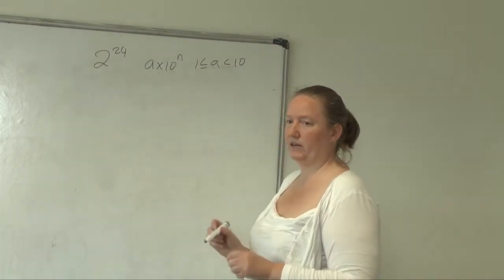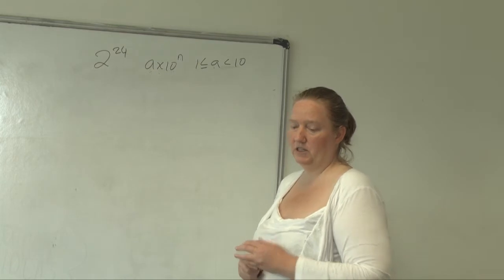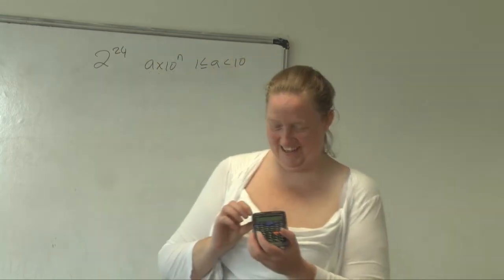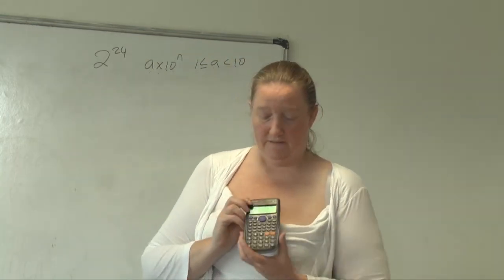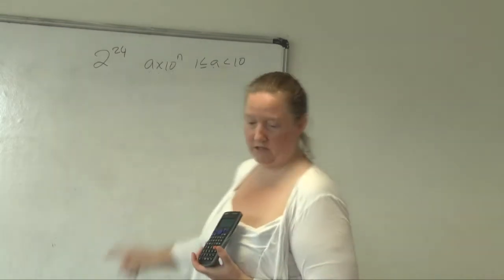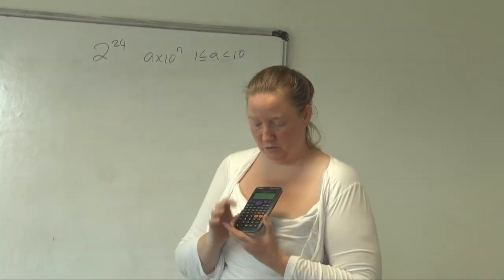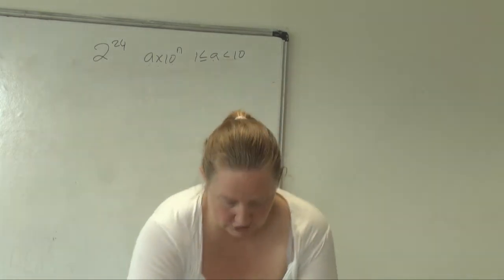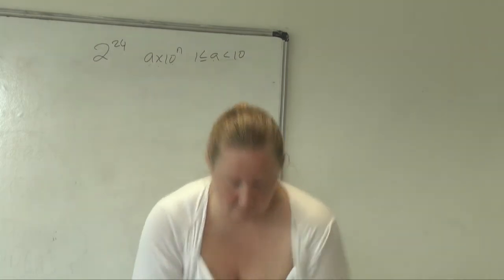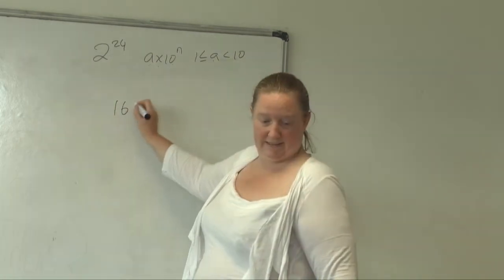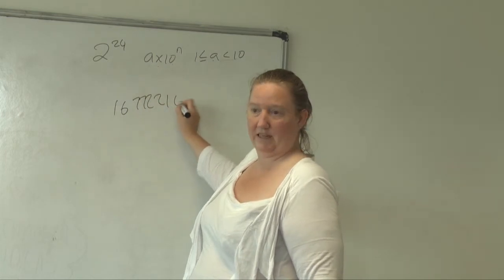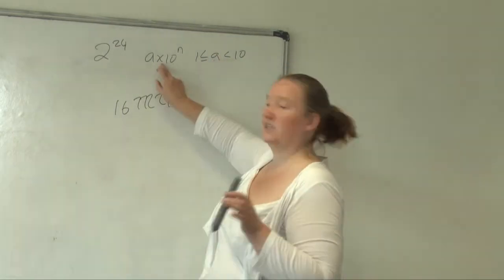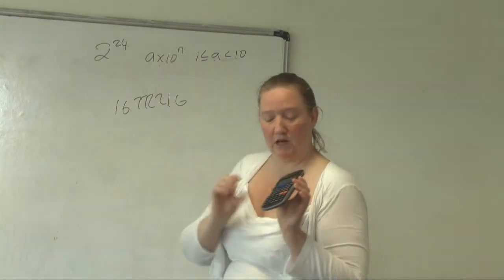Now there's a really, really easy way of doing this on your calculator if you have the right sort of calculator. So in your calculator, simply do, first of all, 2 to the power of 24. Right? And you get 16777216. Okay? That's what you get.